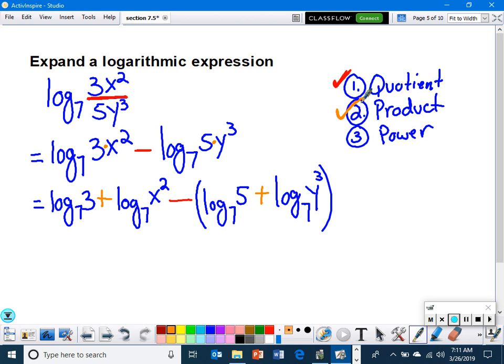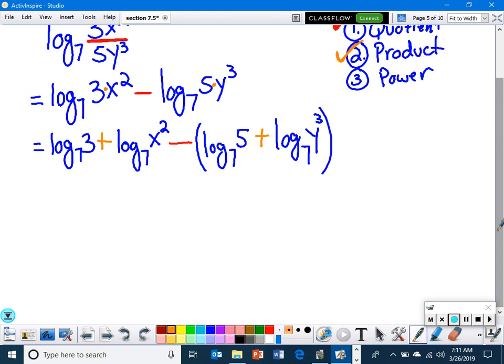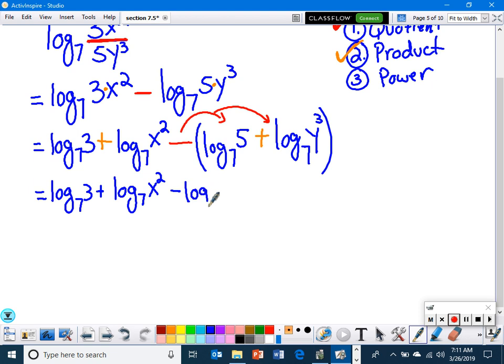Now, one thing that I don't like is having the parentheses there. So I'm going to rewrite that, and I'm going to distribute that minus sign through. Remember, this minus sign gets distributed. So when I rewrite this, I'm going to rewrite it as minus log base 7 of 5 minus log base 7 of y cubed.